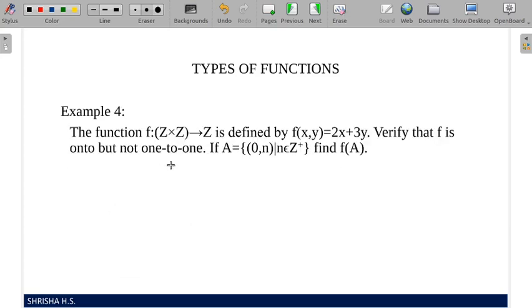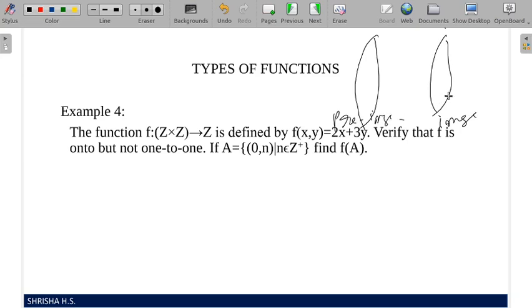Okay, so the function f from Z cross Z to Z. So there are two values that map to one value. Okay, so two integers map to one integer. Z cross Z is defined by f of (x, y) equal to 2x plus 3y. Verify that f is onto but not one-to-one. Okay, so first let's note that this is an image, this is a pre-image.